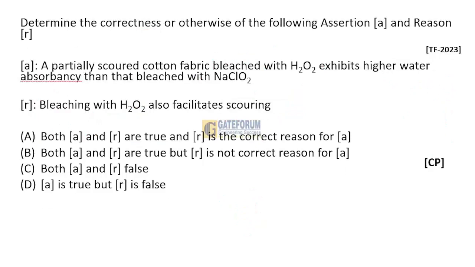Now coming to another assertion reason question. So this time there are many assertion reason questions that are asked in the GATE examination. It says that a partially scoured cotton fabric bleached with H2O2 exhibits higher water absorbency than one bleached with NaClO2, and bleaching with H2O2 also facilitates scouring.